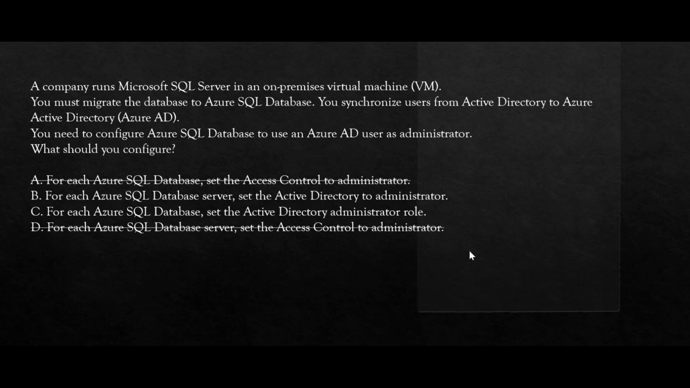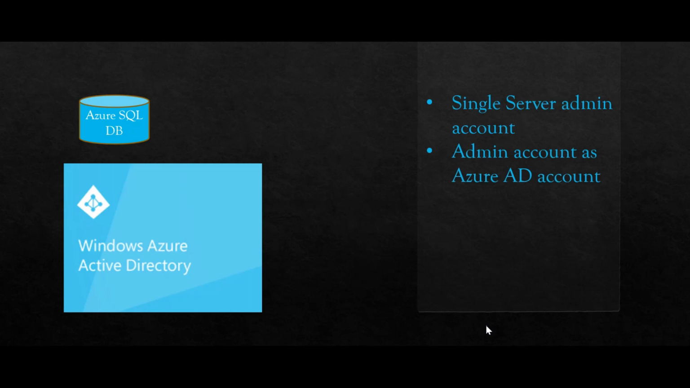Let's look at option B. Between options B and C, C is wrong because C is asking you to set this admin role at the database level, and we have to set it up at the server level, like we saw in our slides. So it should always be set at the server level and not at the database level. This is the key.